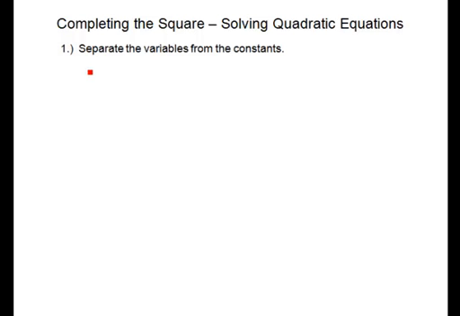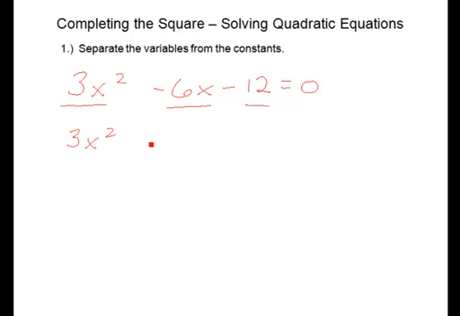For example, if I have the equation 3x squared minus 6x minus 12 equals 0, this term has a variable in it, this term has a variable in it, this term is a constant, I need to separate them. So I'm going to move the constant over to the other side of the equation by adding 12 to both sides, and I'm going to get 3x squared minus 6x equals 12.